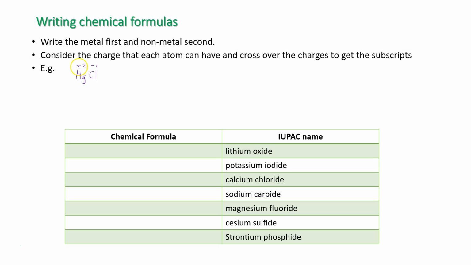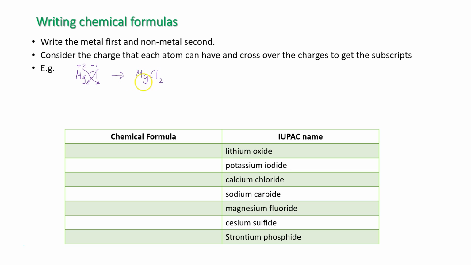Now first you can write the charges on top, and then we cross over. This number here is going to cross over and go there, and the +2 is going to cross over and go after the Cl. What we're going to end up with is Mg, and we don't actually need to write a 1. If it's Mg, we're assuming there's 1. So MgCl2.